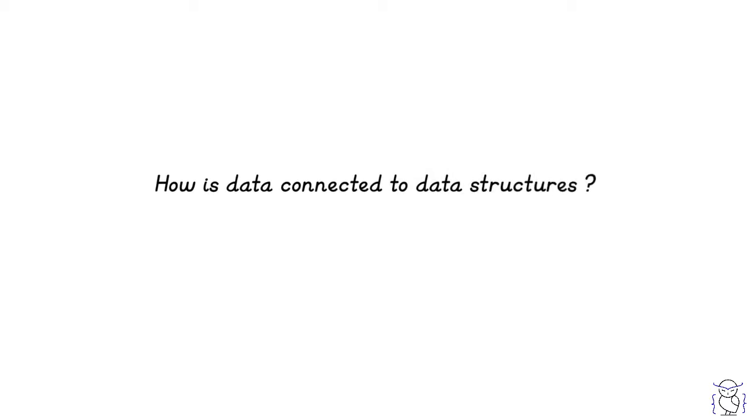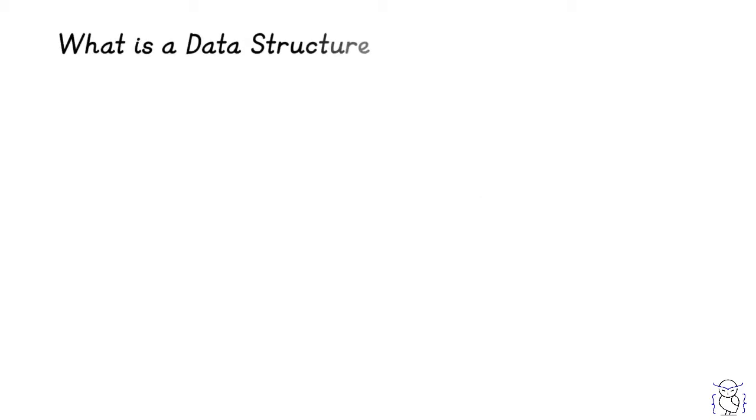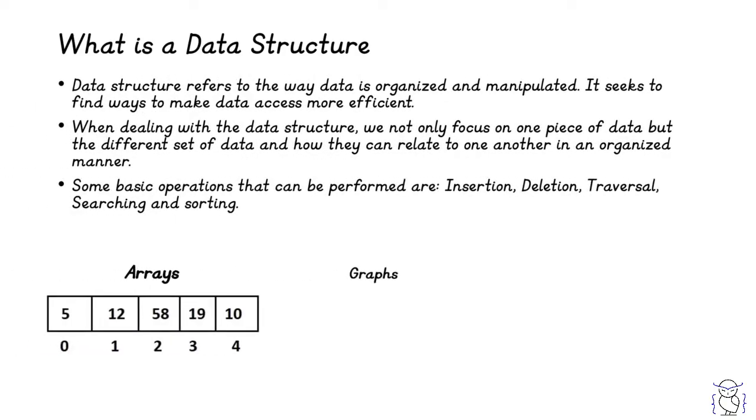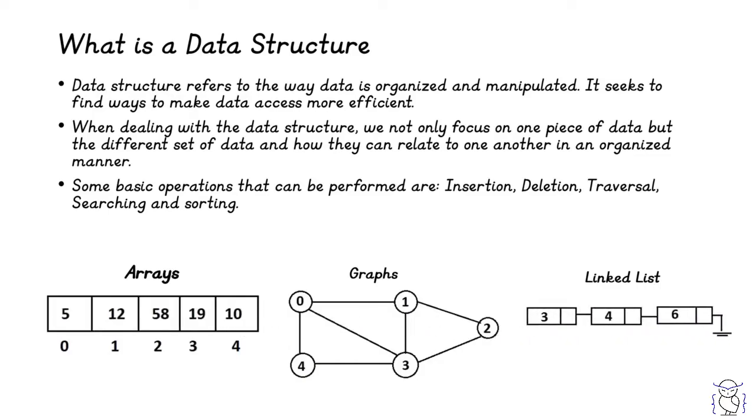So we now know about data and information. How is it connected to data structure? We can understand this from the definition of data structure. Data structure refers to the way data is organized and manipulated. It seeks to find ways to make data access more efficient.